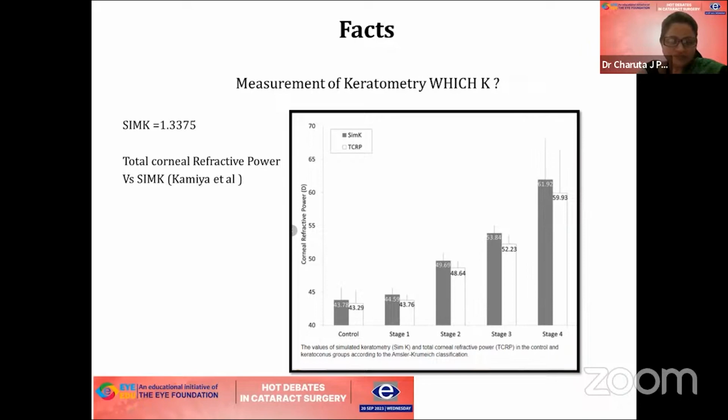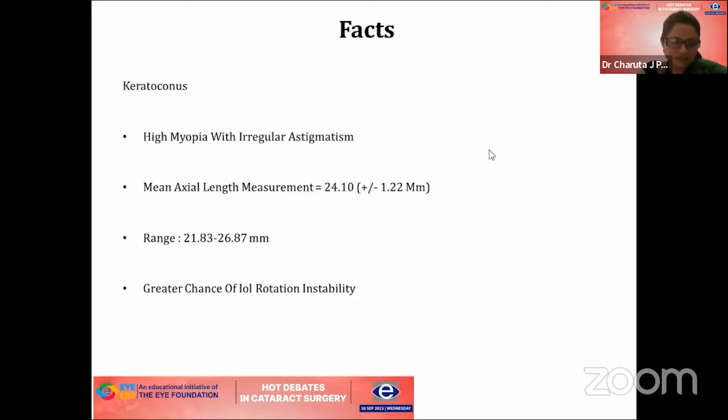the degree of variation between SimK and the TCRP values in keratoconus eyes is markedly high as compared to those in normal eyes, and this difference becomes more evident as the disease progresses. So likely the cause of hyperopic refractive error post cataract surgery in keratoconus patients is due to the overestimation of this TCRP. Another factor to add to that is the decentered cone, which doesn't coincide with the visual axis.